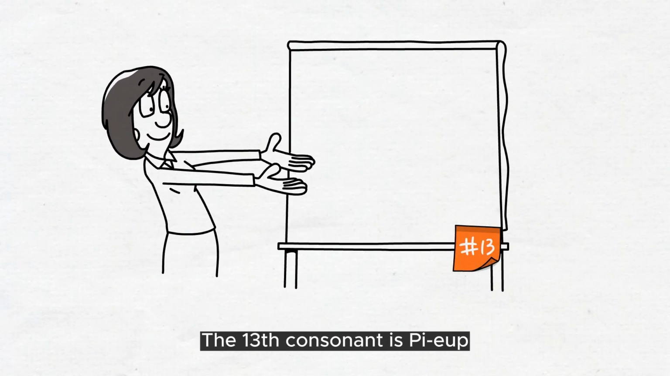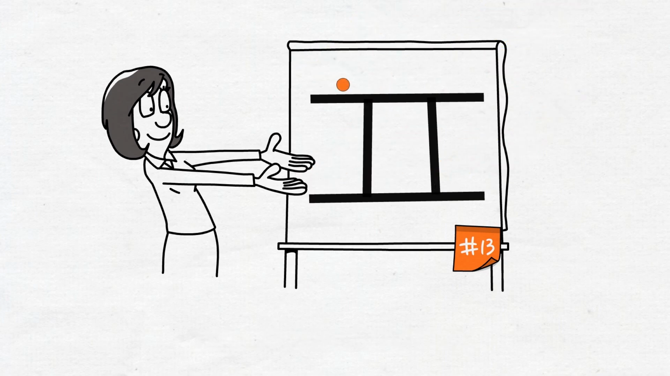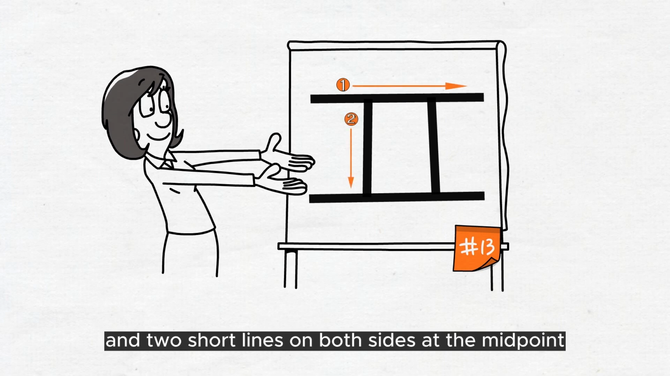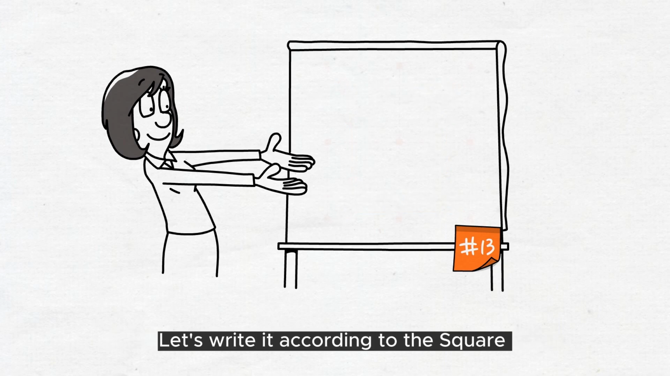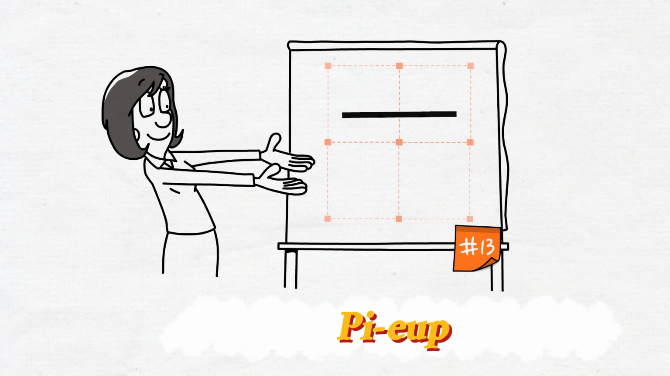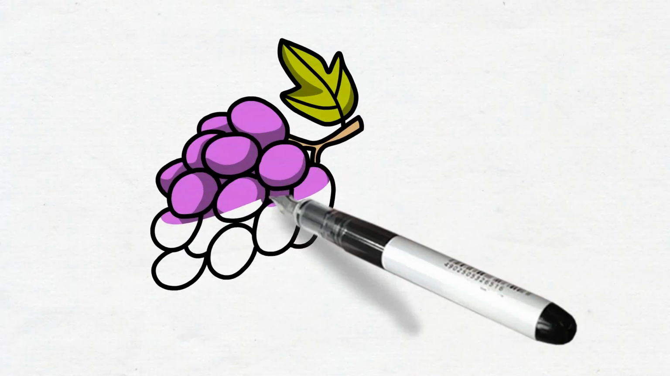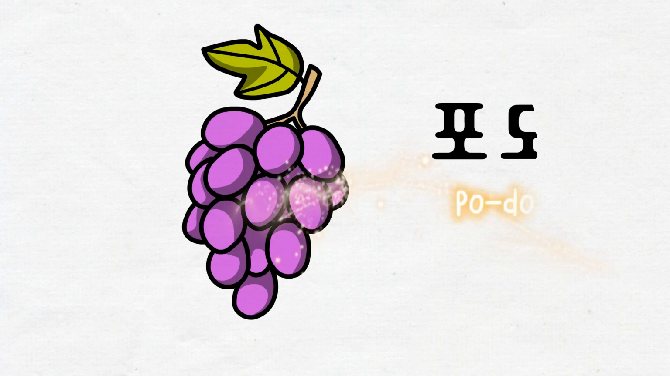The 13th consonant is 비읍. Draw a straight line on the top, and two short lines on both sides at the midpoint. Draw a straight line at the bottom and connect it. Let's write it according to the square. The word that starts with 비읍 is grape. 포도.